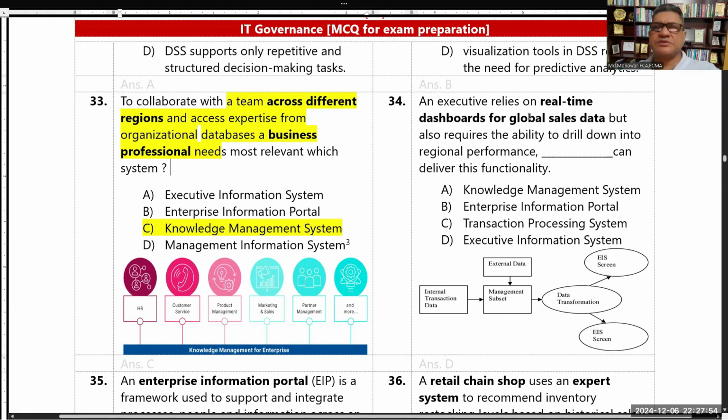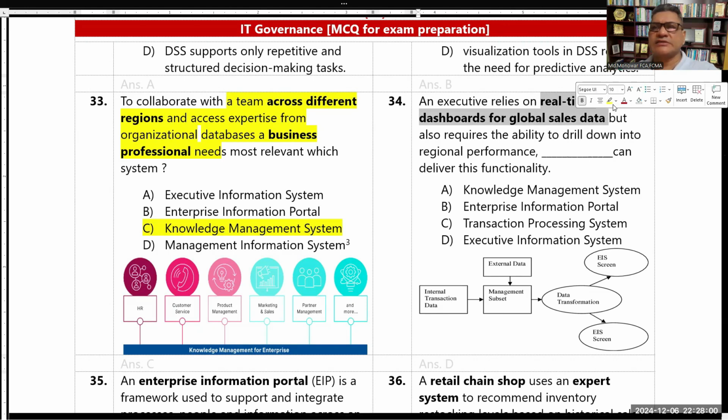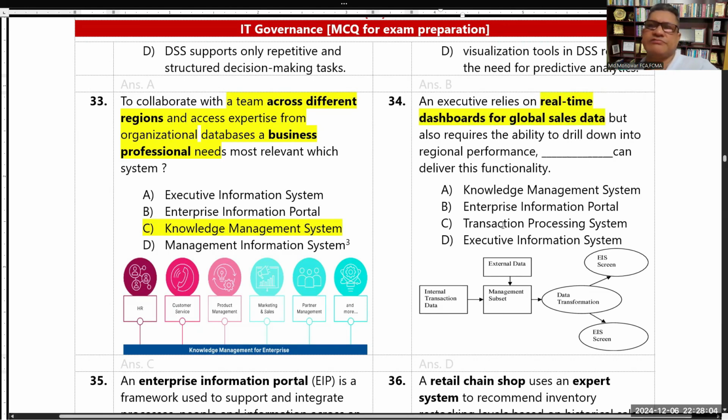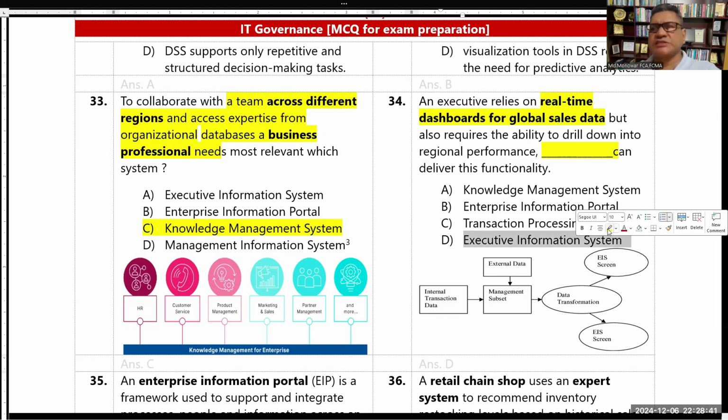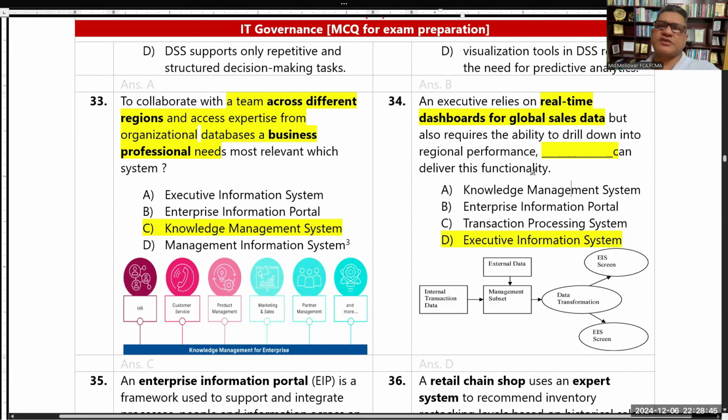An executive relies on a real-time dashboard for global sales data, but also requires the ability to drill down into regional performance. What would be the answer here? What can deliver this functionality? The executive information system can deliver this functionality. Answer D. So what is the executive information system?